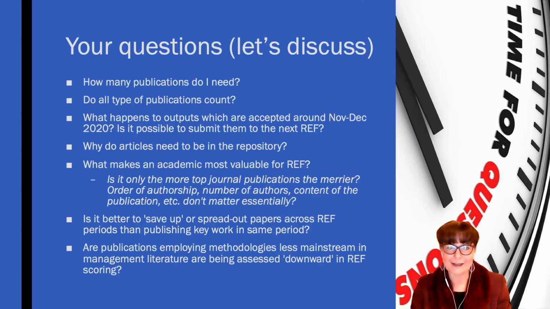And then the question, what makes an academic most valuable for the REF? Is it just as many top publications as possible, regardless of the number of co-authors, regardless of the content? Basically, yes. Although, obviously, for your promotion, it will be far more beneficial if you have a few articles that are first authored, or at least not only articles where you're the last author of 20. In terms of content for your promotion, obviously, it will be more beneficial if you have a coherent research agenda. But for the REF as such, it doesn't matter whether you're the first author or the second author or the last author. It's a publication, and it's a publication that's going to be evaluated, not the individual authors.